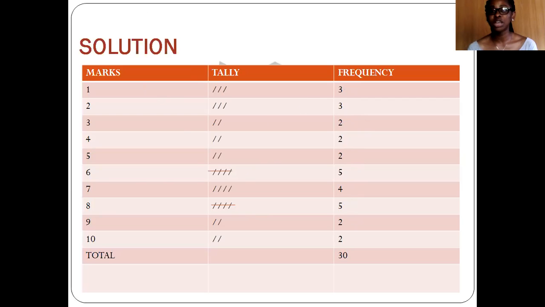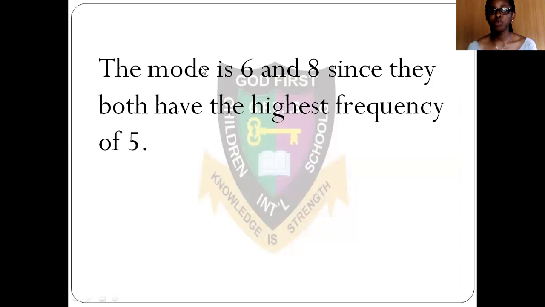So the most occurred value is 5, which is 8, and in the frequency we have 5, which is 6 and 8. So the mode of the given data is 6 and 8. The mode is 6 and 8, since they both have the higher frequency of 5.